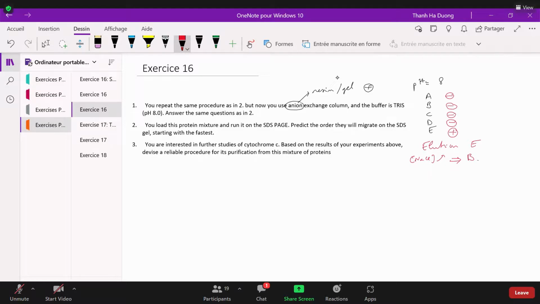And after D, after C, and the last one will be A. Do you understand? E, C, D, A, right? No, why do you put C before? No. Okay, it's B, D, C, A. Understood or not?